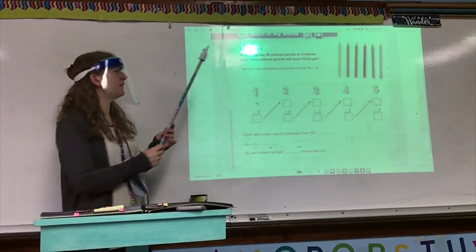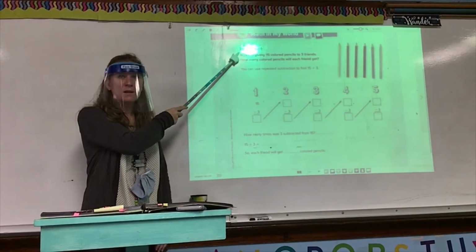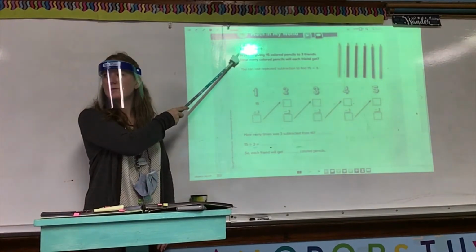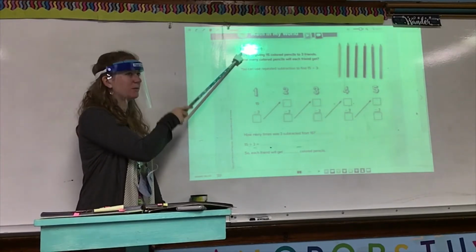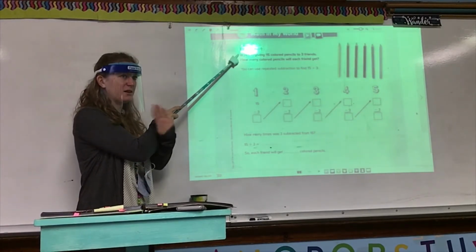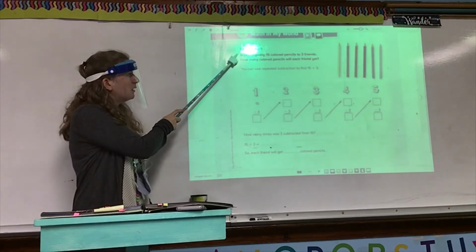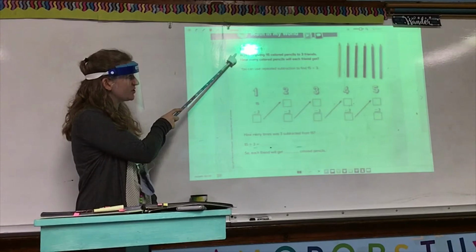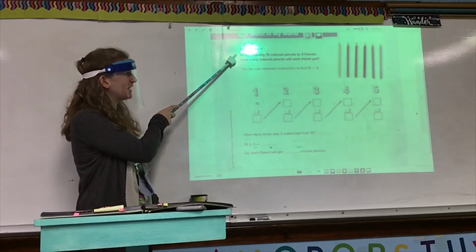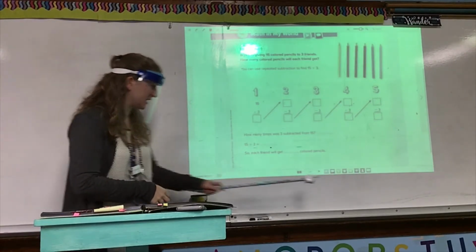Okay, everybody, finger or pencil on example 1. Read in your head while I read out loud. Don't worry about it right now. It's not super important right now, so focus on where we are, and then you can get it later. Example 1 says, Wyatt is giving 15 colored pencils to 3 friends. How many colored pencils will each friend get?